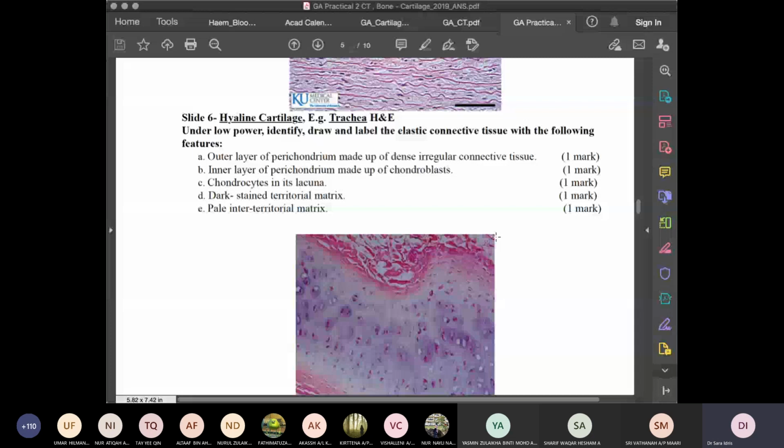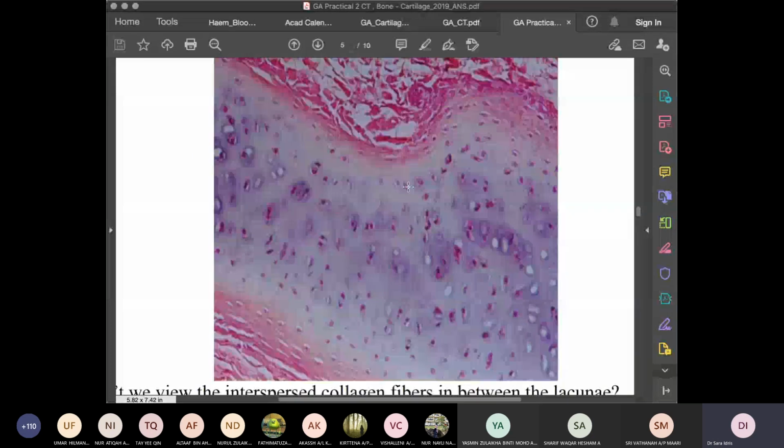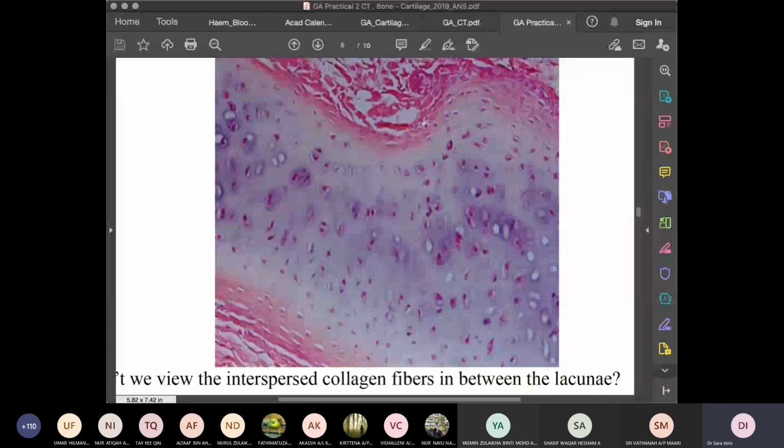Okay, if you look at this picture, this is a picture of your hyaline cartilage. So what are the features of hyaline cartilage? On the outside here, you'll find perichondrium. If it's a covering of your cartilage, it will be called perichondrium. If it's a covering of your bone, it will be called periosteum. So they're all referring to a layer of covering just outside of the structure. Since this is a cartilage, this is your layer of perichondrium.